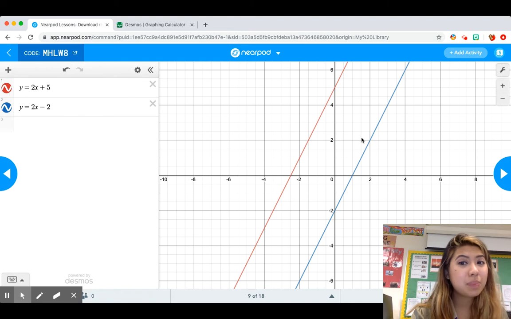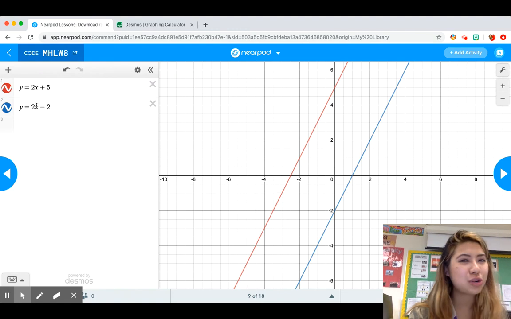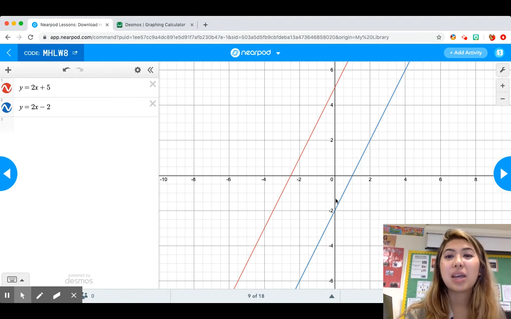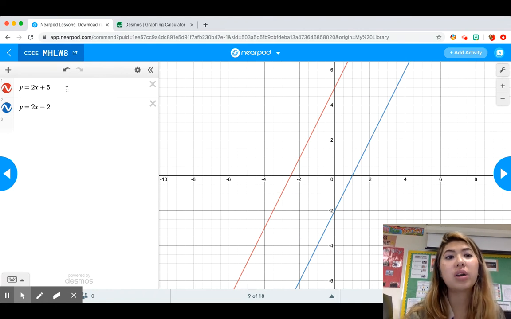The reason being is that they both have the same slope or the same rate of change or unit rate, whatever you want to call it. Same constant of proportionality. I guess it wouldn't be called that in this case because this is not a proportional relationship, but representing our change in y over our change in x, they have the same value, which is 2. They just have different y-intercepts. So for our red line, our y-intercept is 5, and for our blue line, our y-intercept is negative 2.